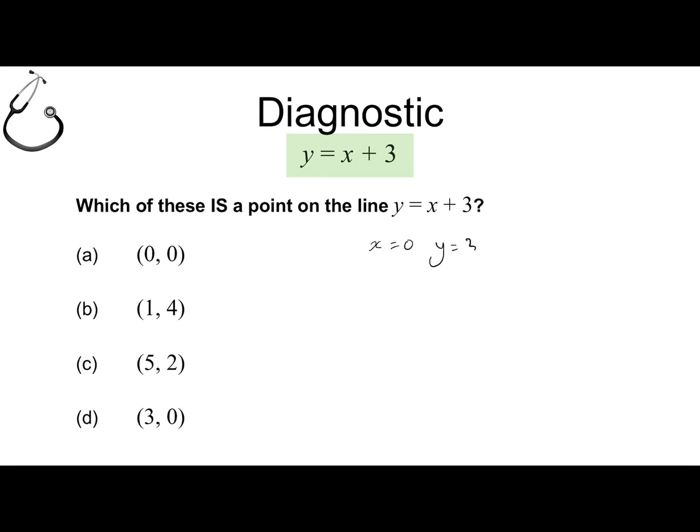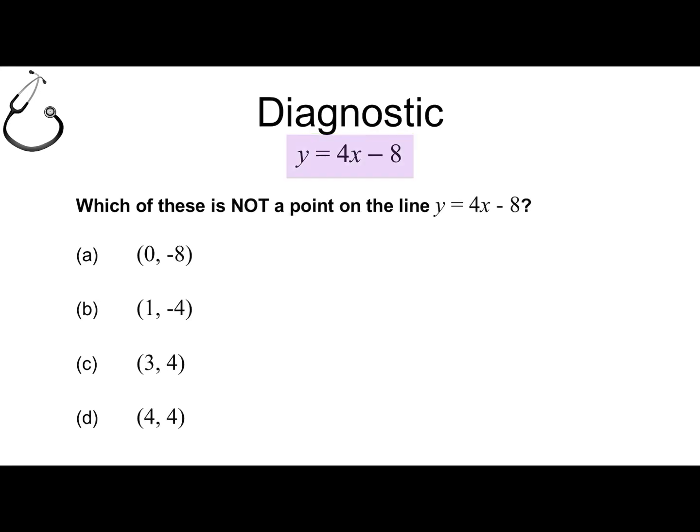Which of these is a point on the line y equals x plus 3? Well, we could try if x equals 0, y will be equal to 3. I don't see that one, 0, 3. What about 1, 4? So if x is 1, y would be equal to 4. So 1, 4, there we go. There it is. There's my point that is on the line.